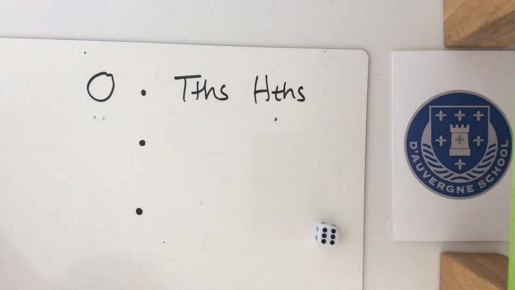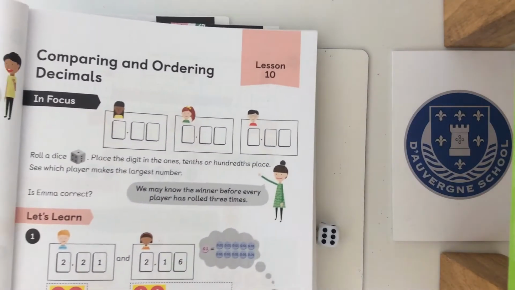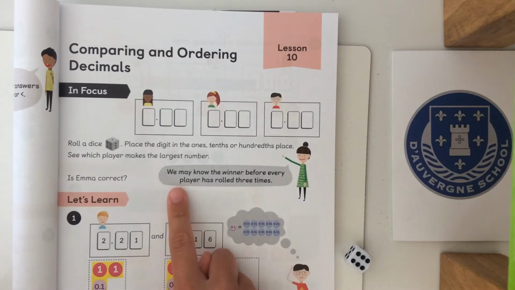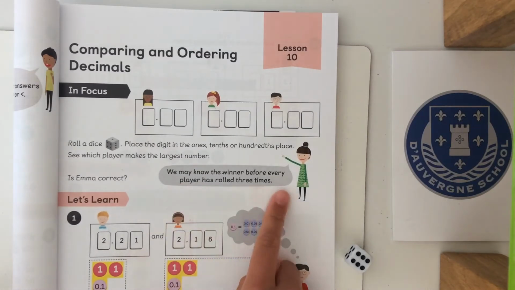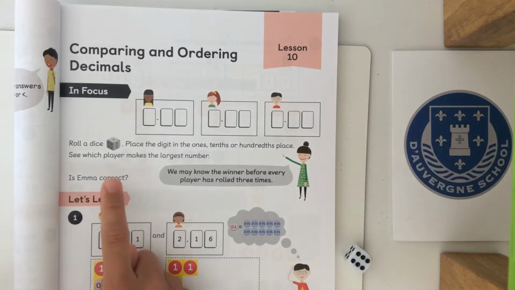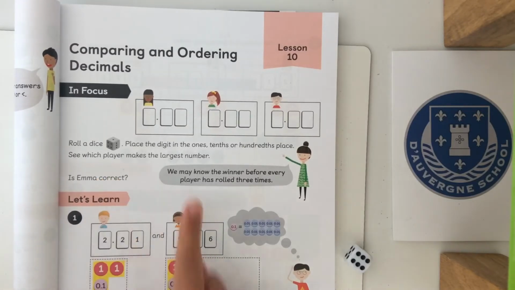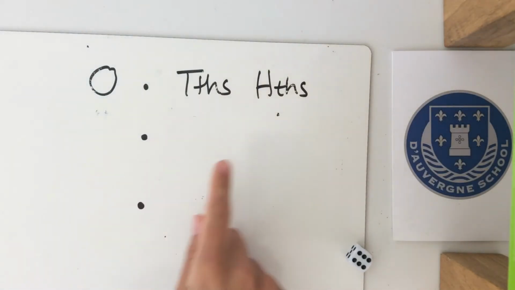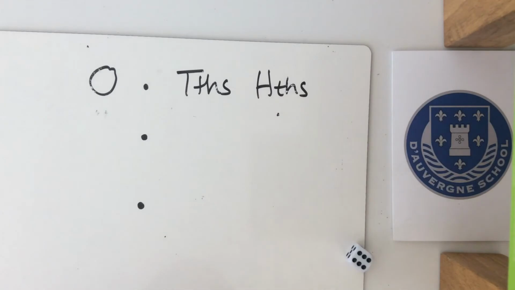Right, so Emma makes a little comment on the in focus task and says, we may know the winner before every player has rolled 3 times. Is Emma correct? So do you think that we could find out who the winner of the game is before we've filled all of our columns? Pause the video now whilst you have a chat about that.